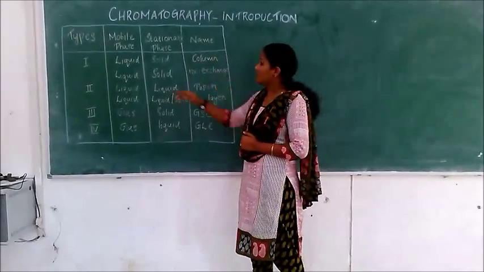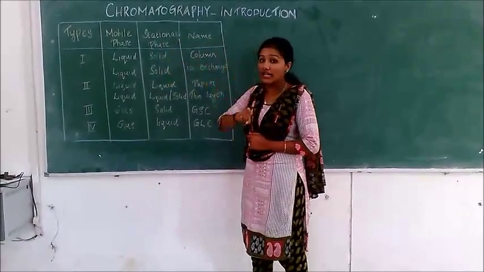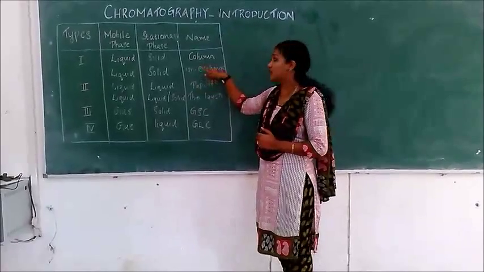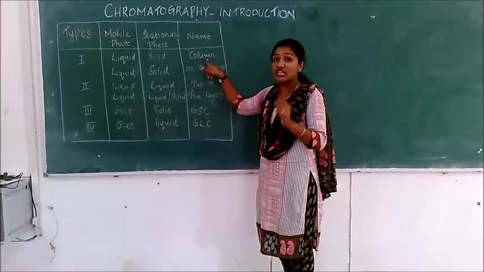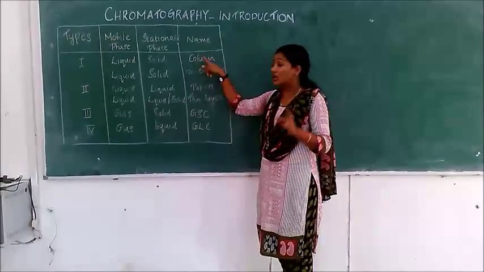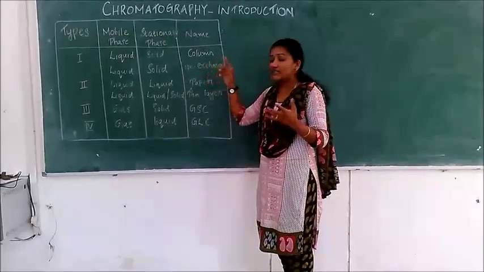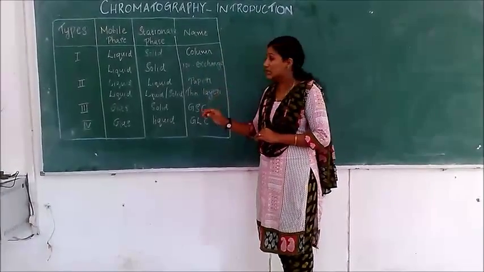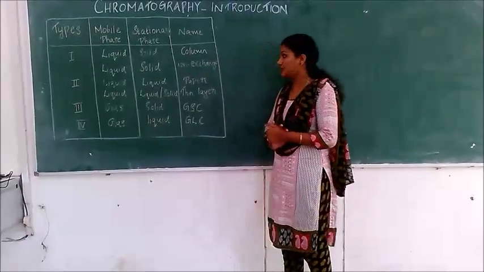And in ion exchange chromatography, the mobile phase is liquid and the stationary phase is solid. The only difference between ion exchange chromatography and column chromatography is that in column chromatography, adsorption is the basic principle, while in ion exchange chromatography, rather than adsorption, it is the chemical exchange that separates. That is the principle behind ion exchange chromatography.